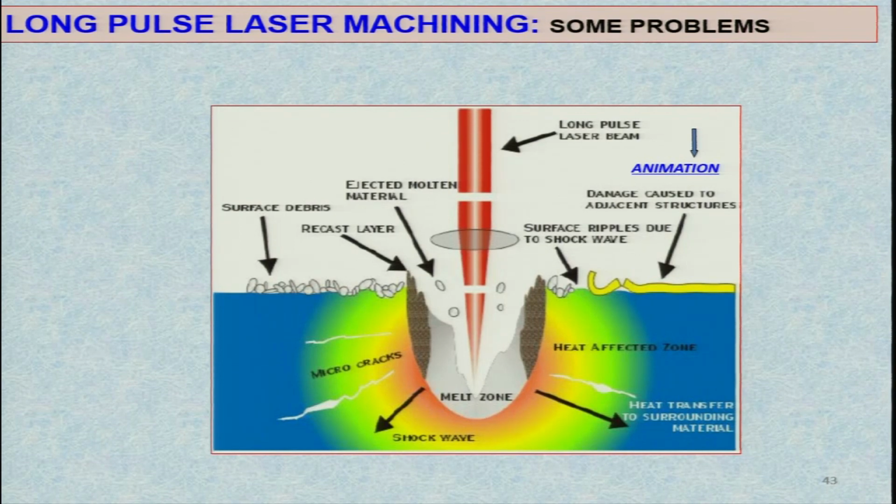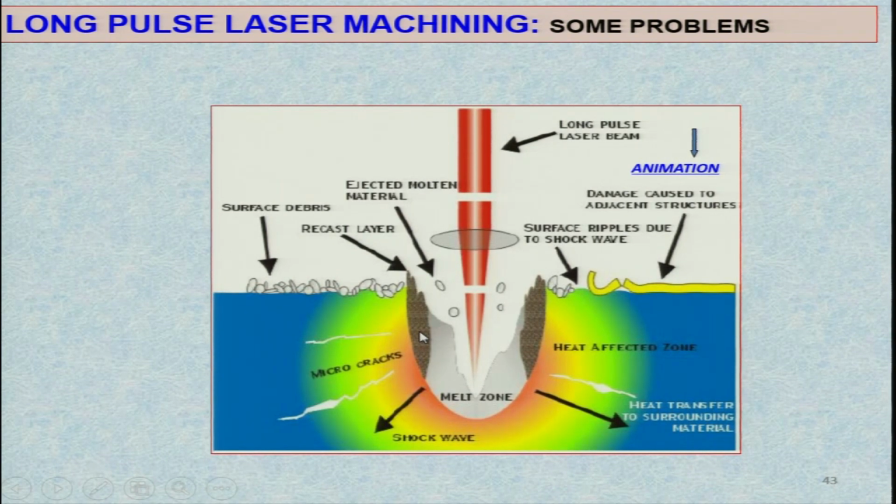Now, when we are using long pulse lasers, there are certain problems that we come across. As you can see here, the long pulse laser is being used to drill a cavity in the workpiece surface. Now, this laser heat intensity is very high. So, any material can be melted and even vaporized. So, here you can see this laser beam is hitting the workpiece surface over here. You have the melt zone of the workpiece material. This is the recast layer.